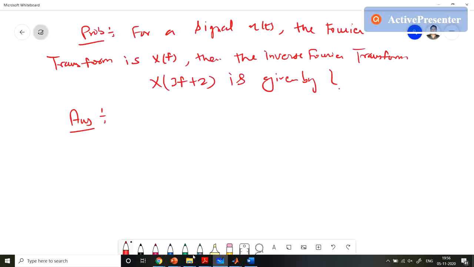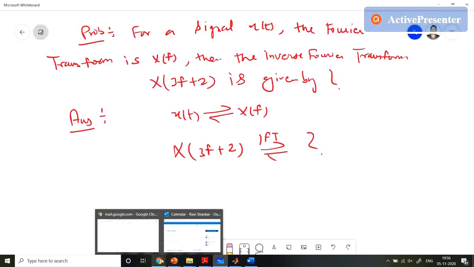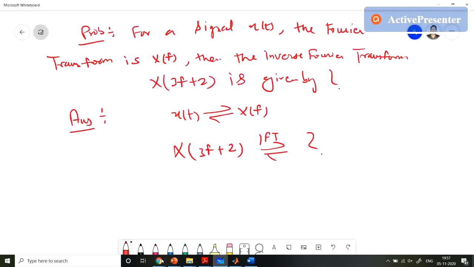So the signal x(t) has Fourier transform X(f). Now we need to find the inverse Fourier transform of X(3f + 2). So let us solve this problem. This problem can be solved directly by using integration, or we can also apply shifting and these things. So let us do the first method, by integration.